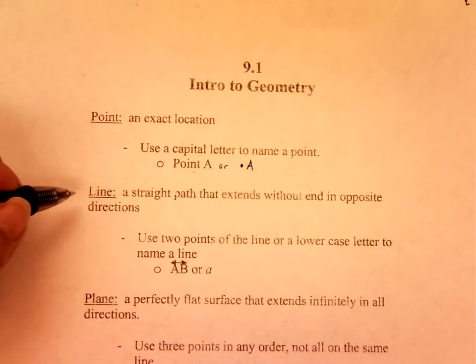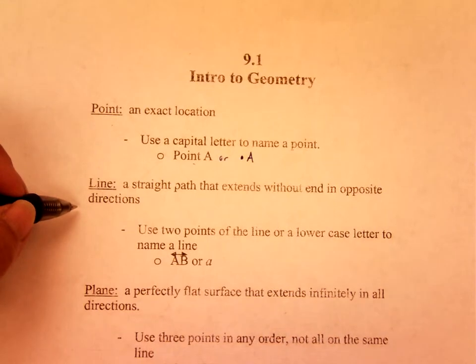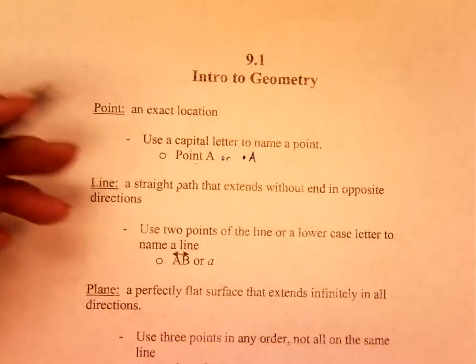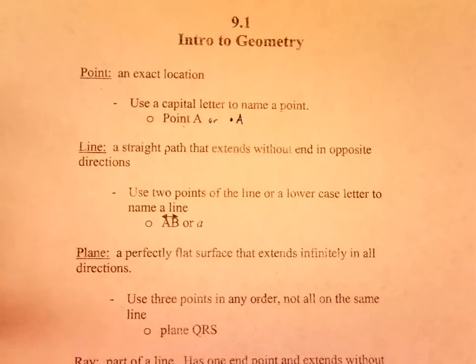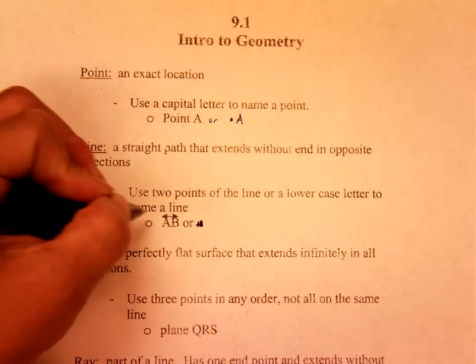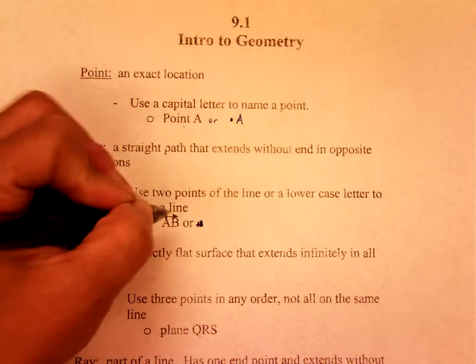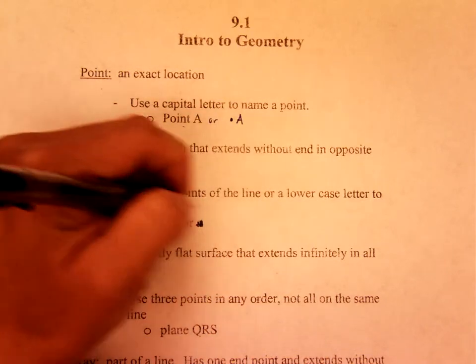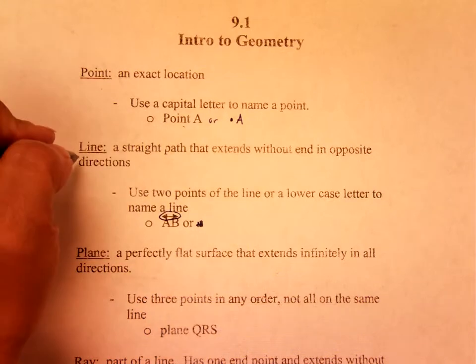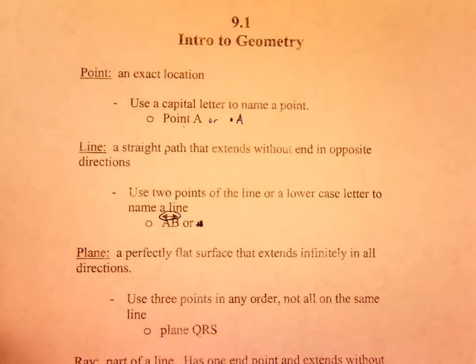A line is a straight path that extends without end in opposite directions. Use 2 points on the line or a lowercase letter to name a line. We don't usually use the lowercase, okay? But when you name a line, you have to have the arrow above it. So it'd be line AB. Usually we think of a line as having 2 laser guns at the ends.